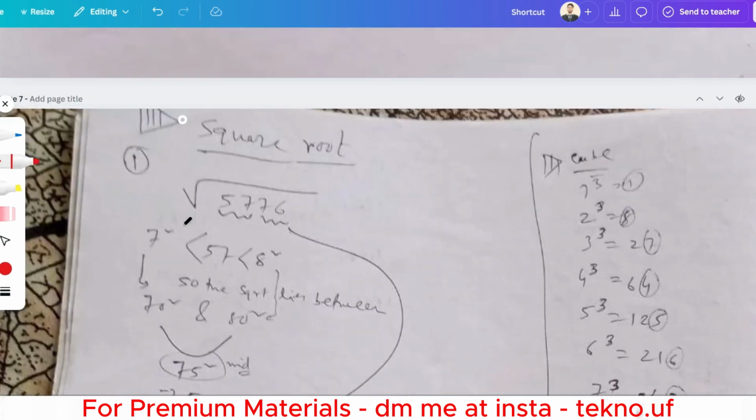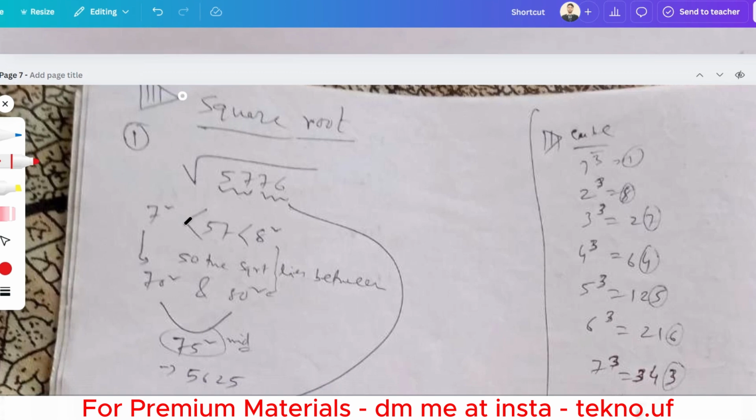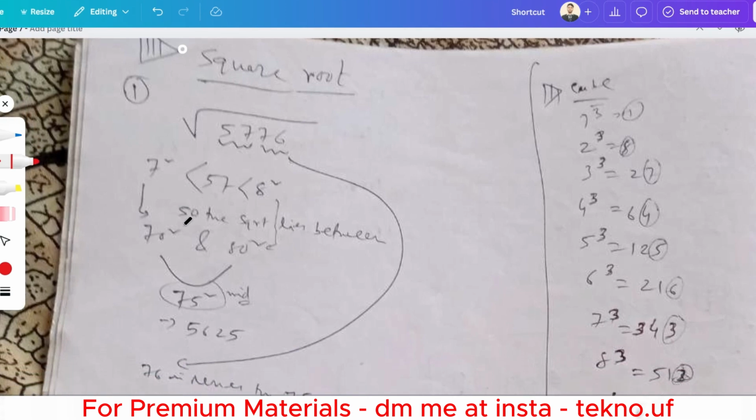Okay, so then let's start with the square root parts, and these are very important because this is going to be like in your exam. It will not be asked directly, but it will be helpful to calculate the actual questions. If the number is 5776, how to calculate the square root? At first take the first two digits. So this 57 is lying between which two squares? That is 7 squared, that is 49, and 8 squared, that is 64. So this number is lying between 49 and 64, right?